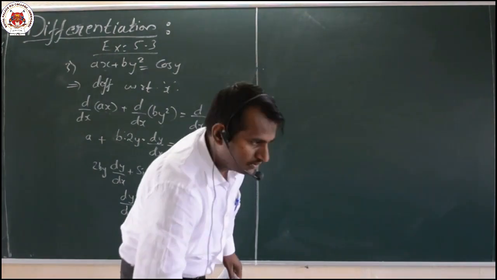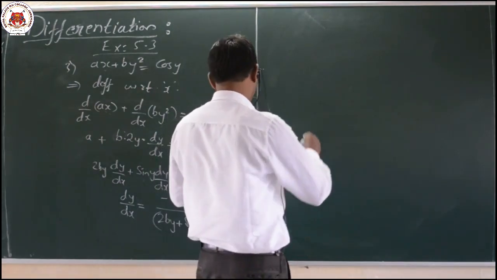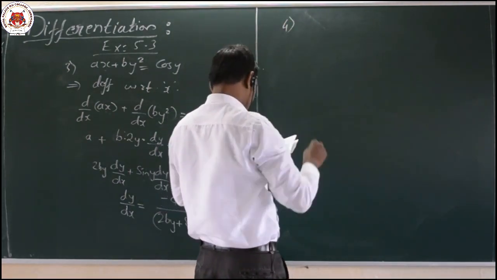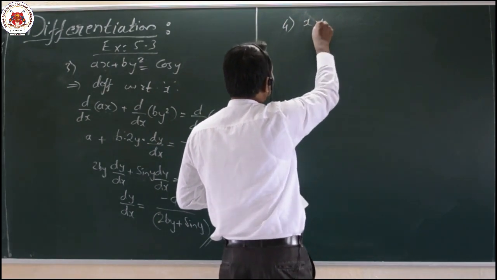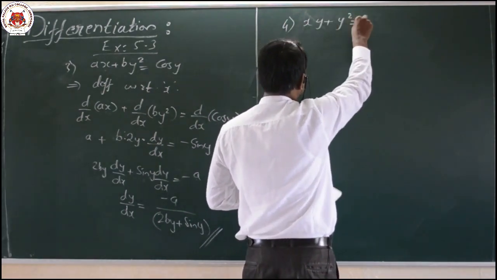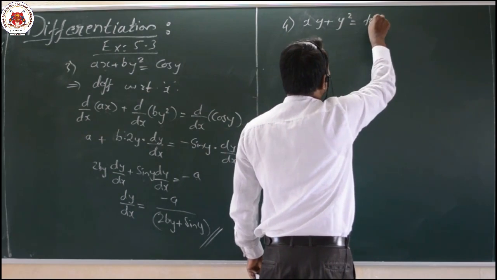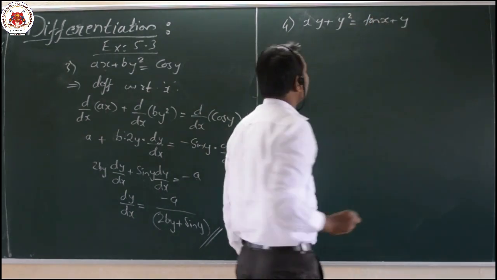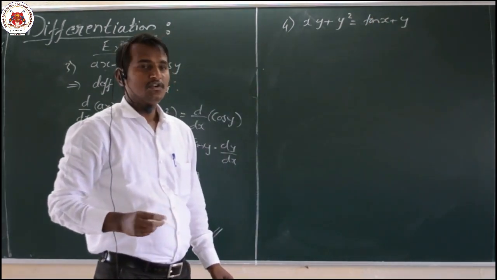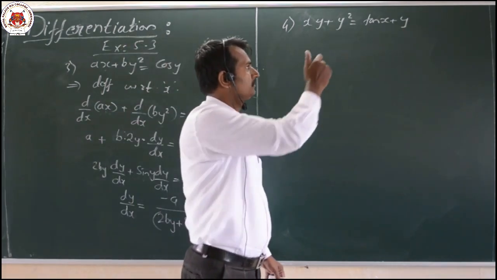Okay, now let us move on with the next problem, the fourth one. What is the fourth one here? xy plus y square equal to tan x plus y.